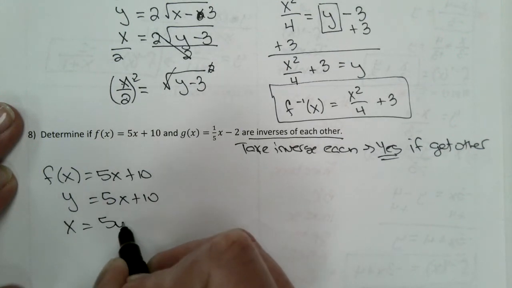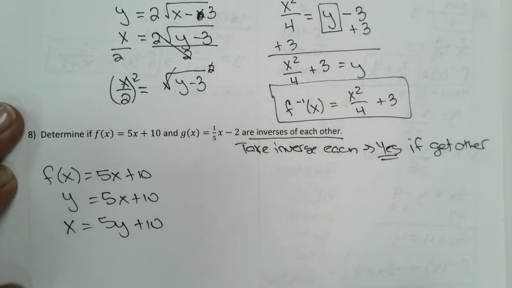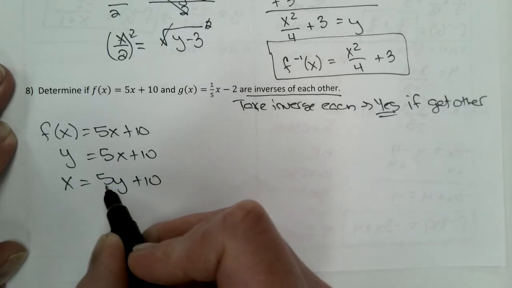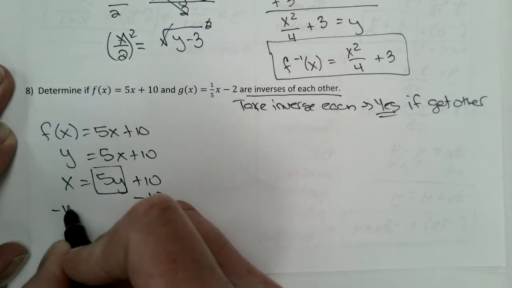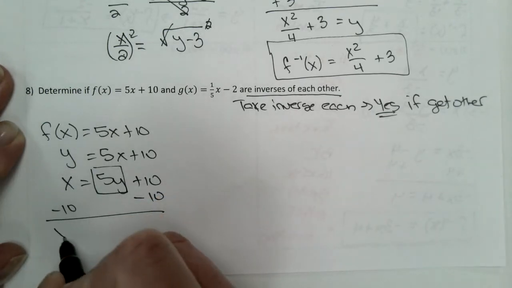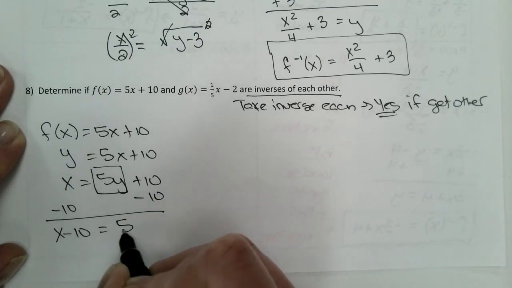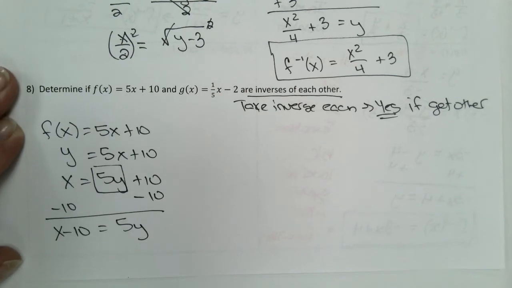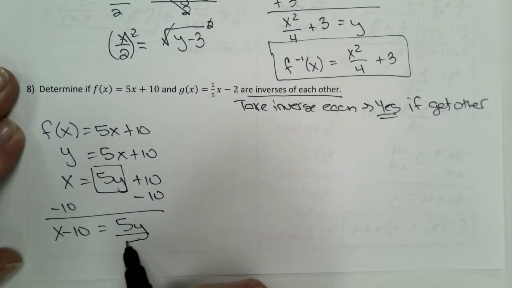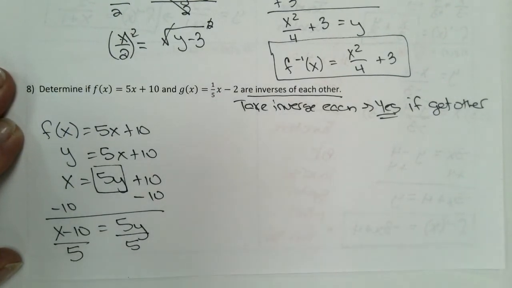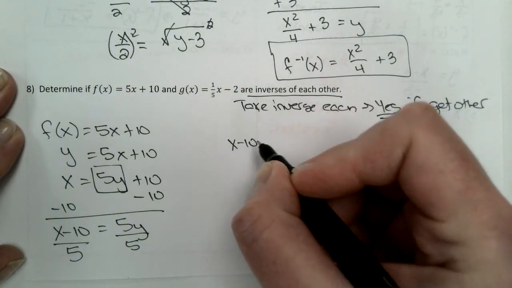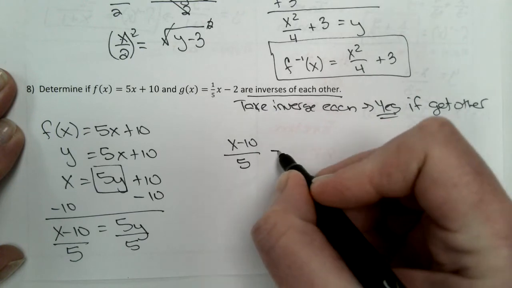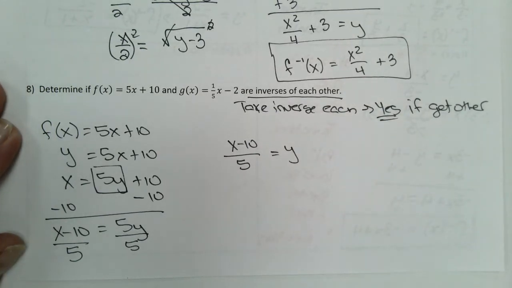Switch your x and y. And now I need to solve for y. That means I have to subtract 10 from both sides. I'm going to undo this multiplication, and I'm going to divide both sides by 5. So x minus 10 over 5 equals y.